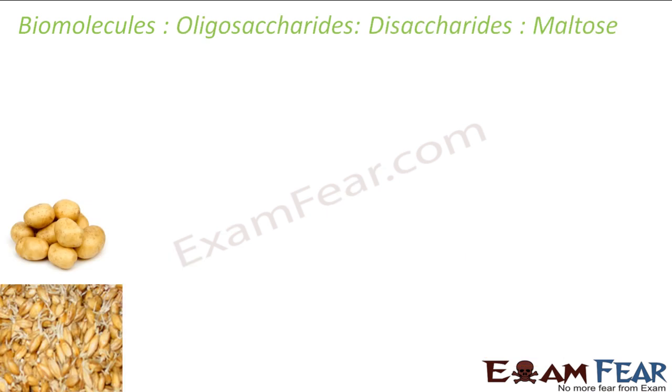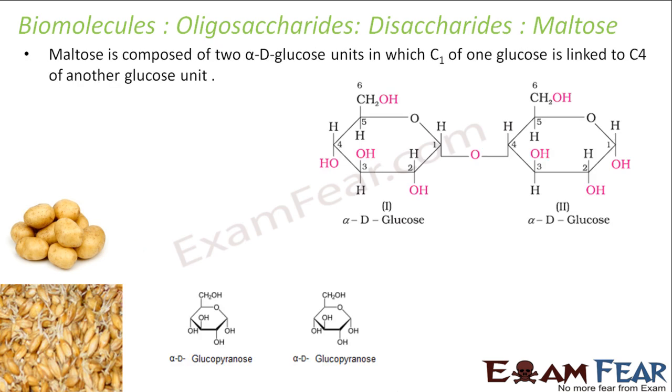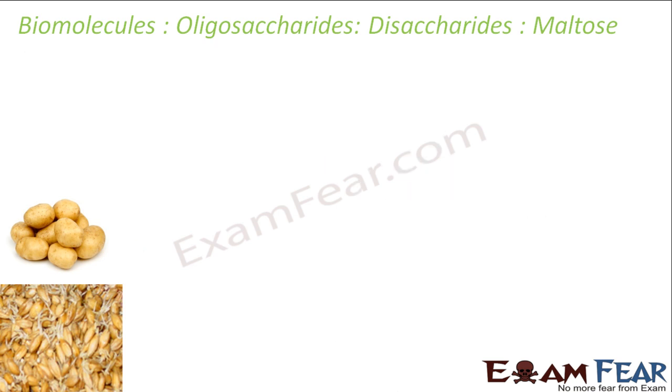Let's talk about another important disaccharide, that is maltose. So let's talk about maltose now. The word maltose is derived from the word malt, and this is malt. If you have some cereals and you germinate them in water, you get this roots kind of structure. It's called malt, and it's mostly found in potatoes also.